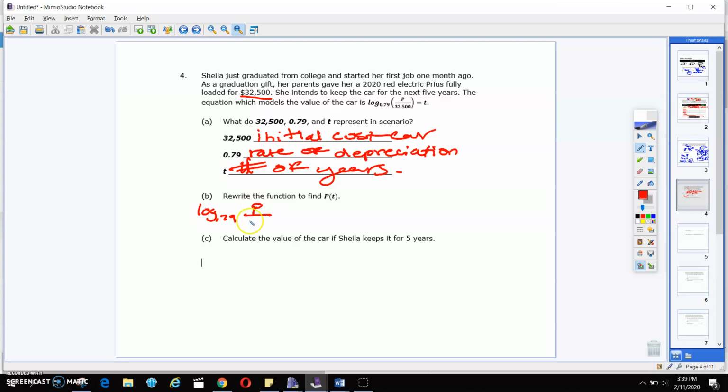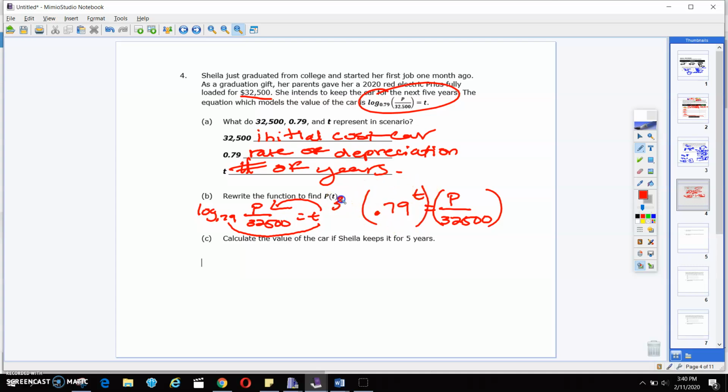Okay, so I want to write this in exponential form, and the equation that I pulled this from is this one right here. I'm going to write this in exponential form. I'm going to start at my base, go to the outside, finish here. So 0.79 raised to the t power equals p divided by 32,500. I'm going to multiply by 32,500 on both sides so that I can get p by itself. So that's going to give me 32,500 times 0.79 raised to the t power, and that's going to equal p.